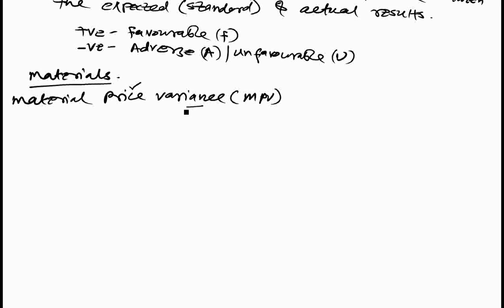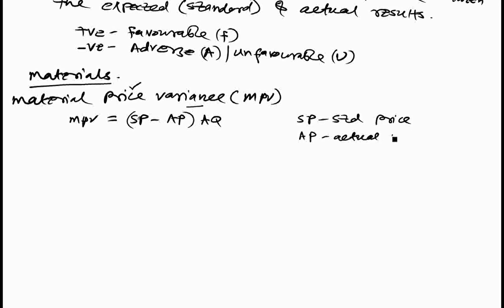Okay, so the formula for material price variance equals standard price minus actual price into actual quantity. So SP is standard price. Now the abbreviations are more memorable, that is why I've decided to use them. AP is actual price, and AQ is actual quantity.